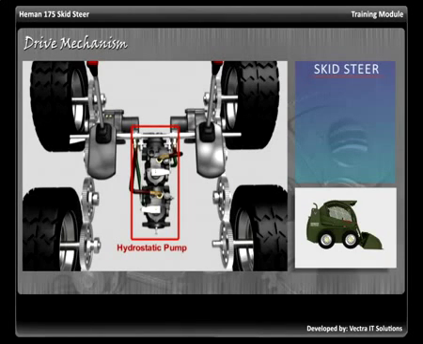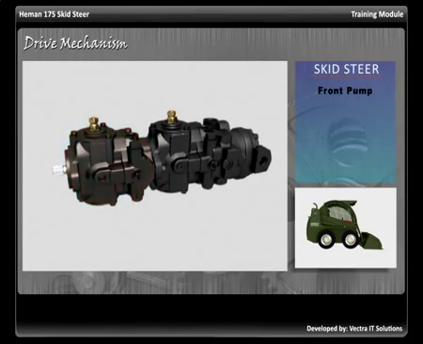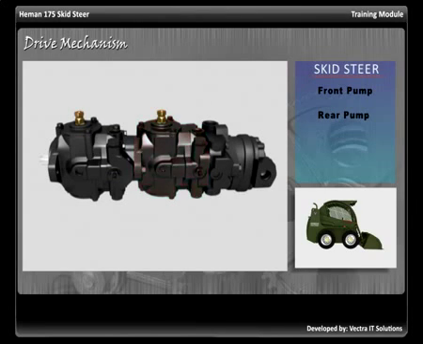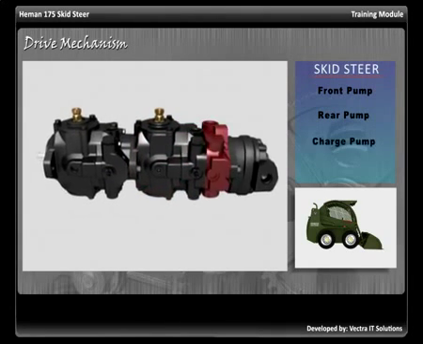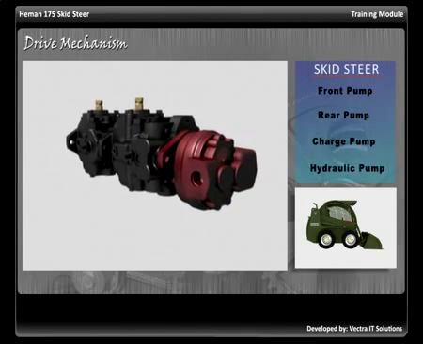Hydrostatic pump in skid steer is distinctively divided into 4 sections. Front pump, rear pump, charge pump, hydraulic pump.